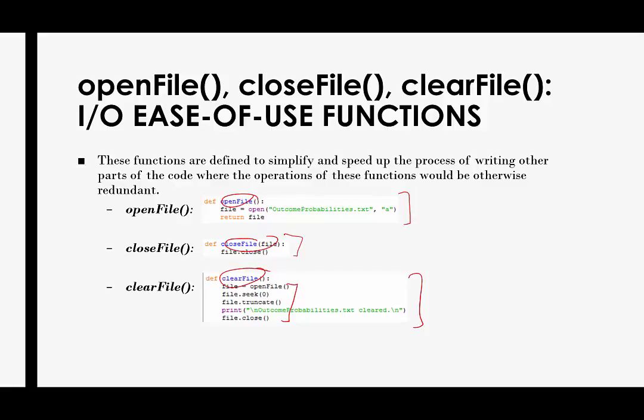This close file actually is super simple. It's just one line, but I still wanted to put it in there for the sake of consistency. And they all manipulate the same file because there's only one to be dealt with in this program, which is outcome probabilities.txt.